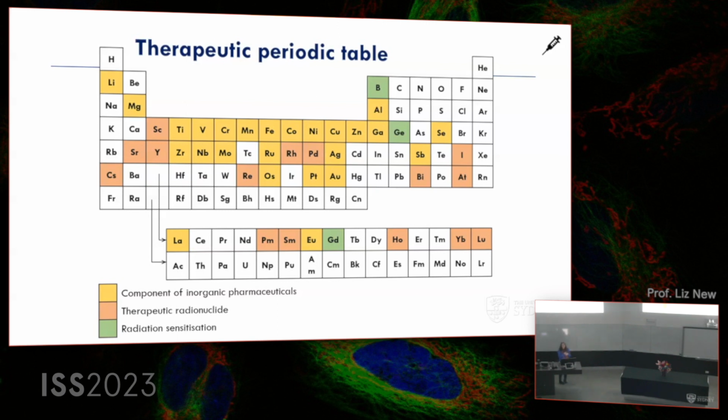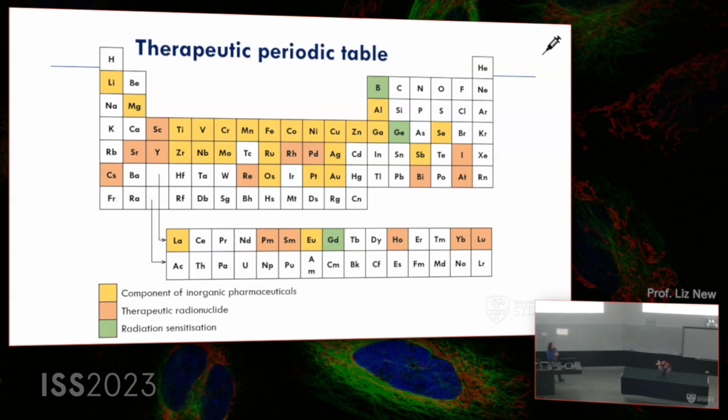Then we also have a role for radionuclides. So if we have the radioactive version of the element, that can be used in therapy. And then there's also cases where we can have molecules that absorb radiation and it's concentrated and have a higher effect. And so gadolinium is an example of a metal that does that. But we're just going to focus on the inorganic pharmaceuticals.